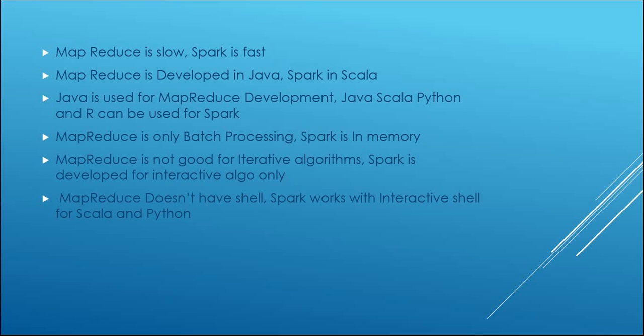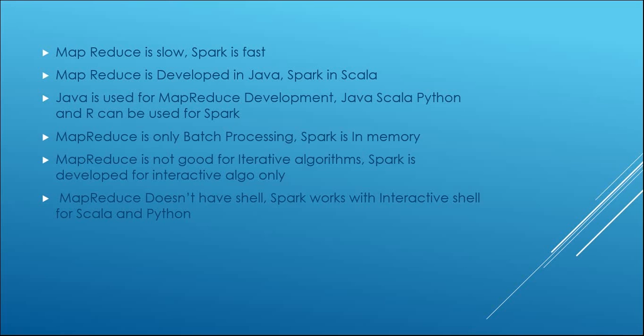You cannot work with interactive processing or in-memory processing with MapReduce. Whereas with Spark, we can work with batch processing. We can also go for iterative processing or interactive processing. MapReduce is not good for iterative algorithms because after every iteration you have to write your data on disk. That will make your algorithm very slow, make your predictions very slow. So for analytics, it is not used.